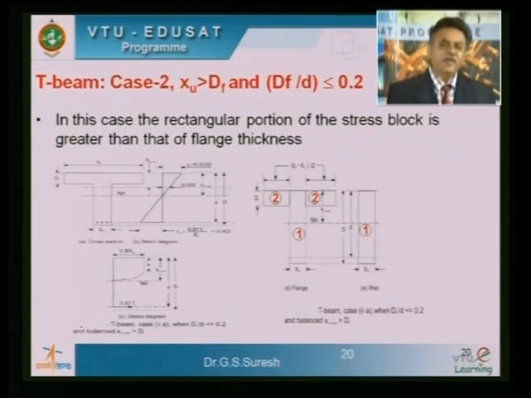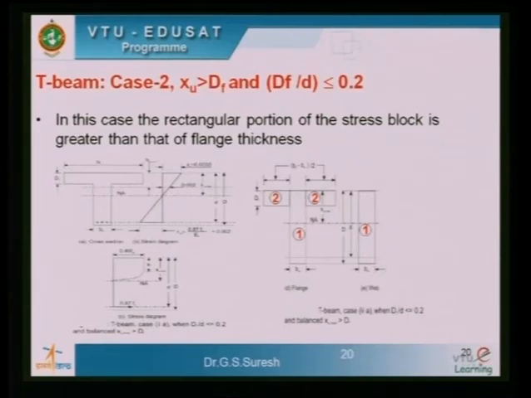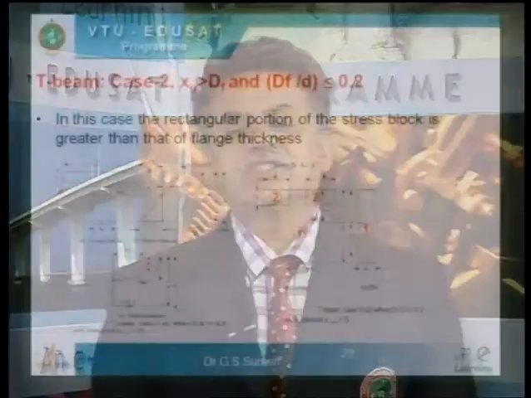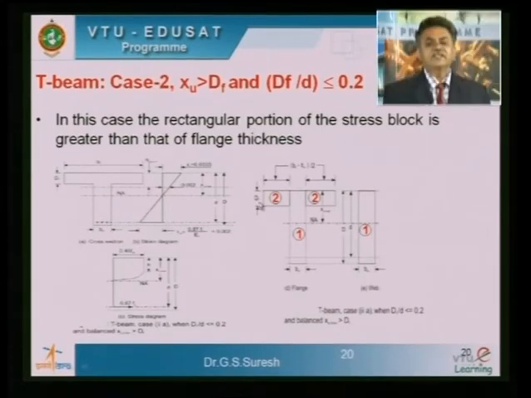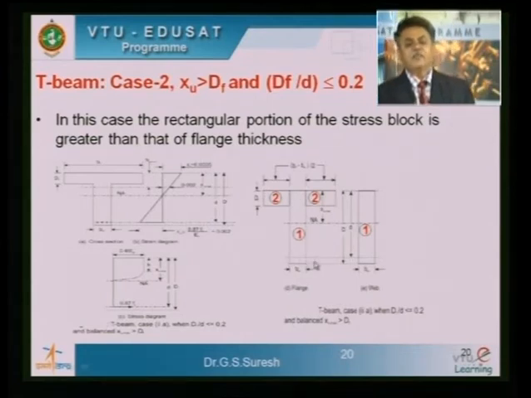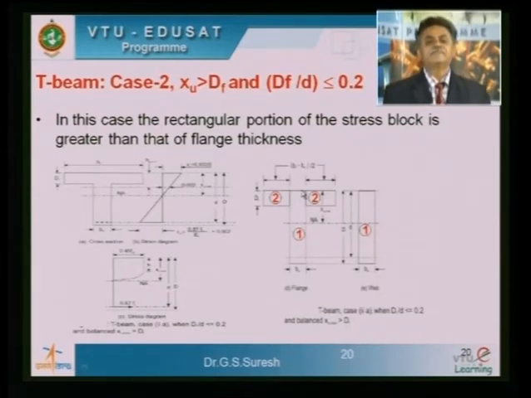Second case, wherein xu is greater than Df and Df by D is less than or equal to 0.2. So, that means to say that the rectangular stress block is in the flange. How do I do the calculation? Now, you can see here, I divide the T beam into two parts. One part is the web that is having width BW and the depth as effective depth D. I calculate the moment of resistance separately for this by using the rectangular section formula.